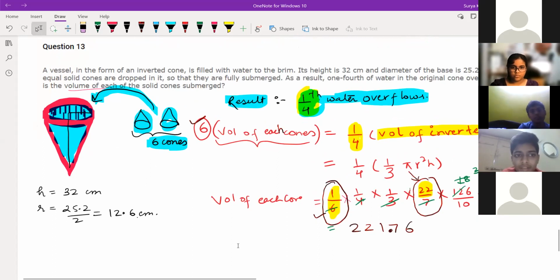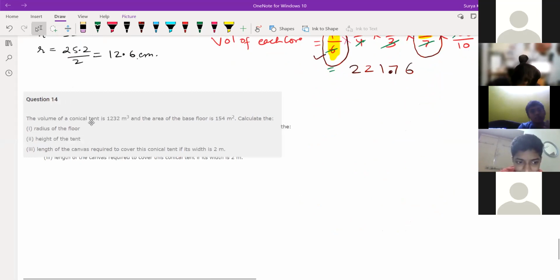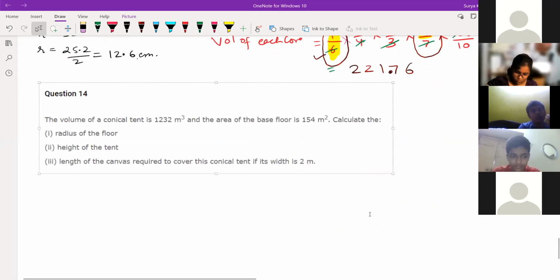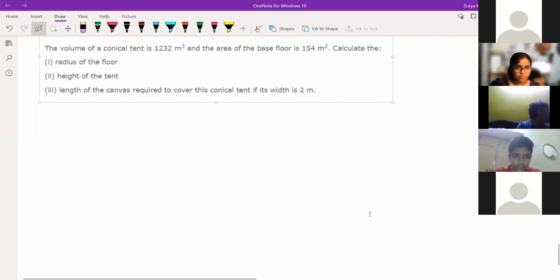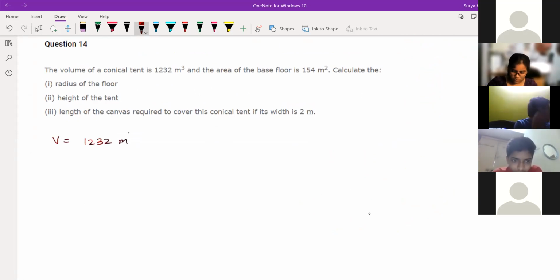Yes. Next, question number 14. Now we do. The volume of the conical tent is 1232 meter square. So you can write here, volume is 1232 meter to the power 3. Okay. Area of the base floor is 154 meters square. So area of the base floor means area of the circle part, right? Is equal to 154 meters square.